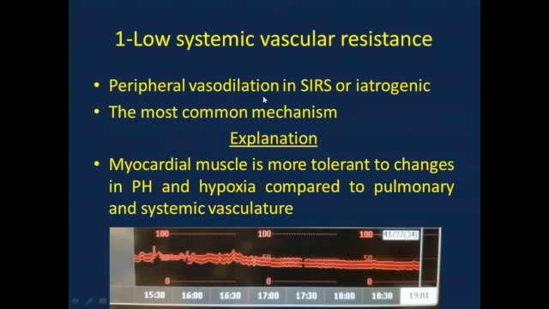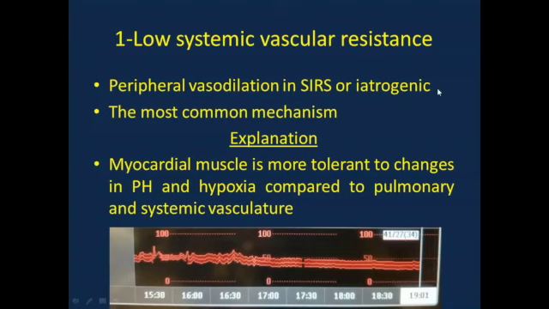The first category is easy and straightforward. And probably you don't have to confirm that by echocardiography. If you look at the trend, you might consider the management easy, even if you don't have echocardiography available. Why? Because in this situation, you don't have a problem with the stroke volume or venous return or cardiac performance. You have a problem with the systemic vascular resistance, which will be presented easily on the trend. So that's the first example: low systemic vascular resistance, peripheral vasodilatation, and systemic inflammatory response syndrome, or it could be iatrogenic.